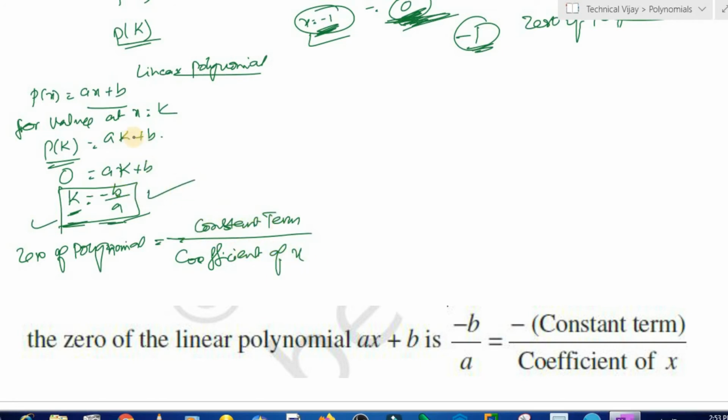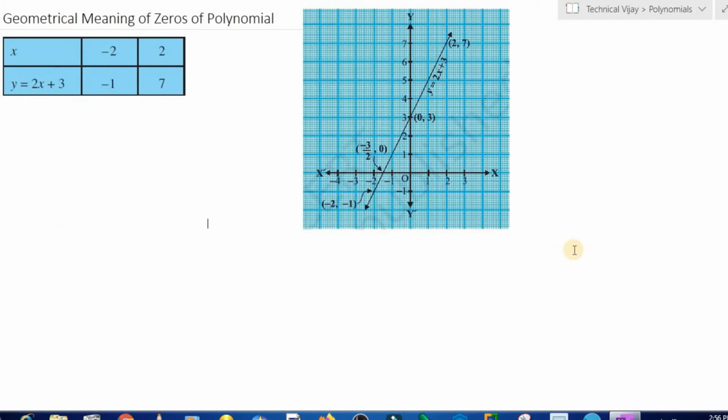This is minus b. Here b is, in this case, a constant and a is the coefficient of x. Hence, this is the formula for the zeros of a polynomial. So now we will see the geometrical meaning of the zeros of the polynomial.